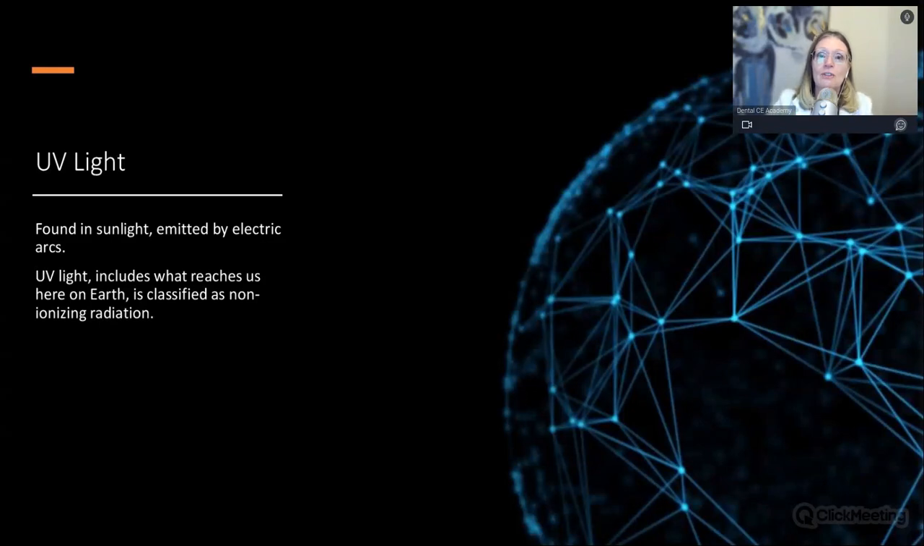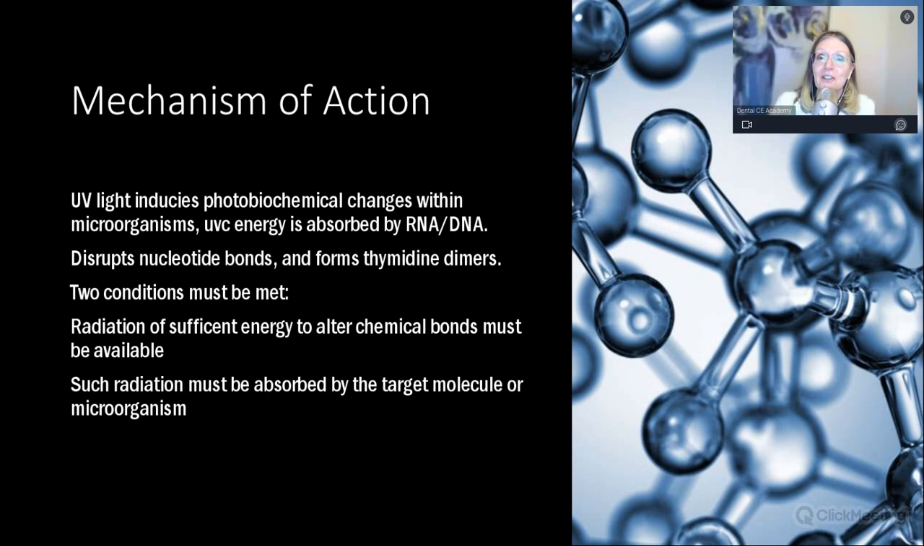So UV light, where is it found? In sunlight, emitted by electric arcs, and it includes what reaches us here on Earth from the sun, and those waves that don't reach us, which we'll talk about. And so it's classified as non-ionizing radiation.